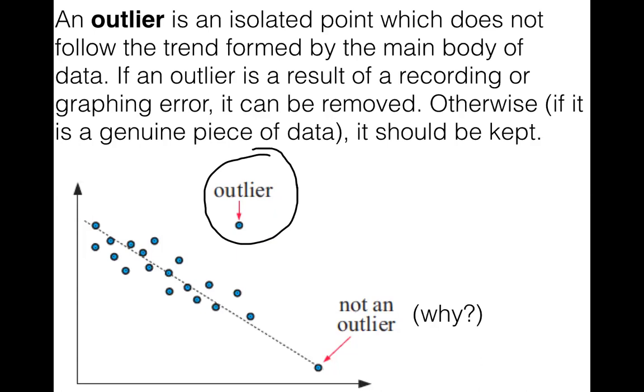It does not follow the trend, but this point right here is not an outlier. And why is that? Well, even though it's far away from the rest of the data points, it still follows the trend of the data. It's still close to that line that describes the trend of the data.